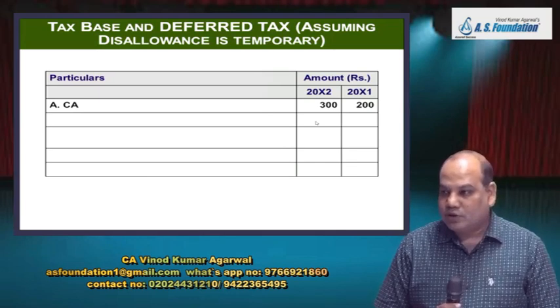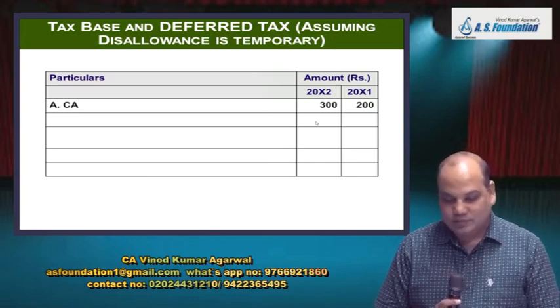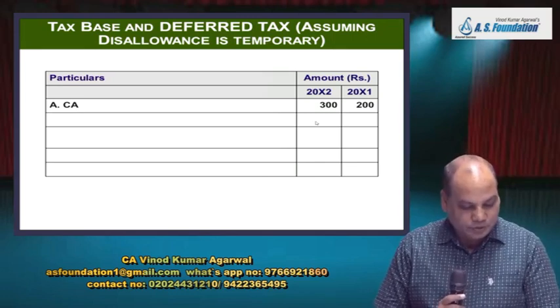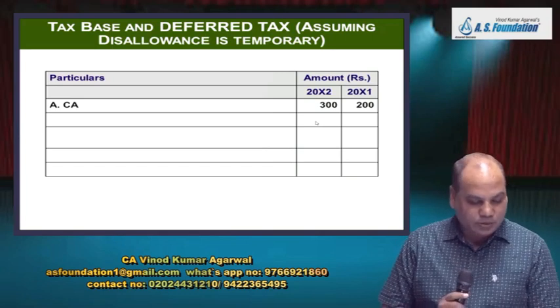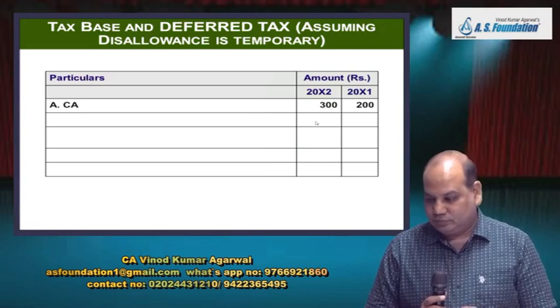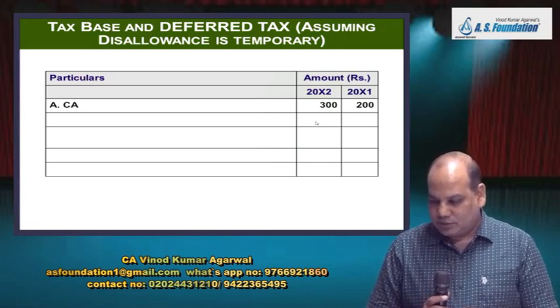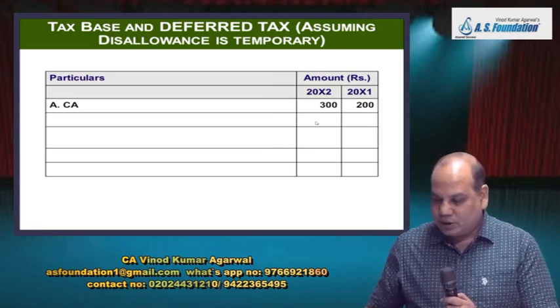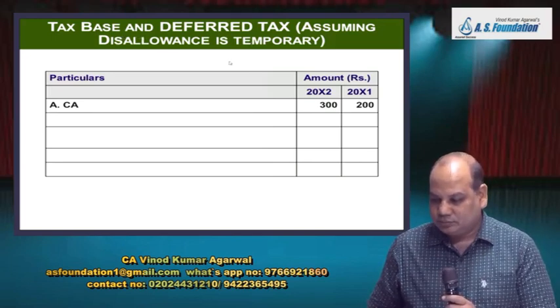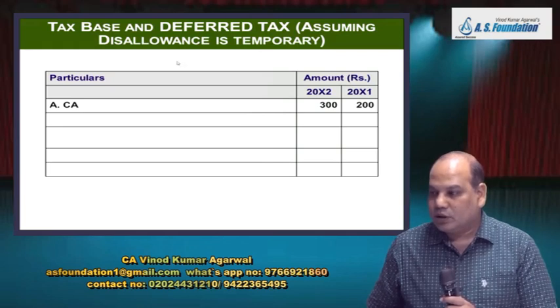So this time there is a tax base of that liability. Tax base of the liability relating to expenses: carrying amount minus the amount that will be deductible for tax purpose in future period. So write down first heading step 1, calculation of tax base and deferred tax. Have you written case 2?